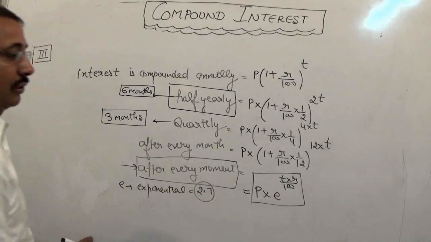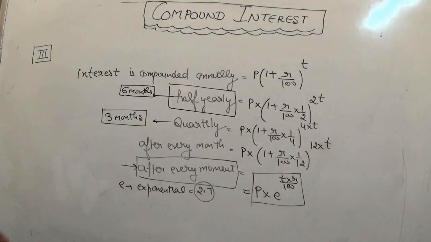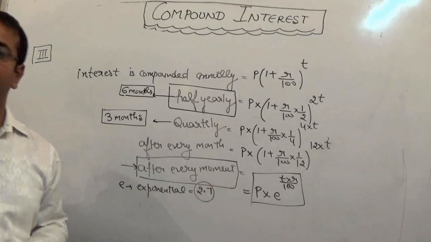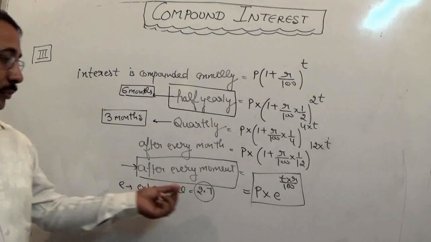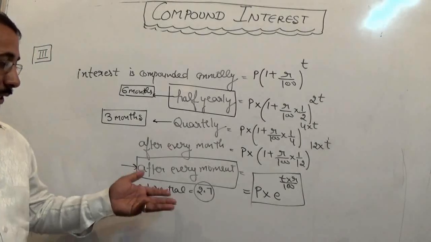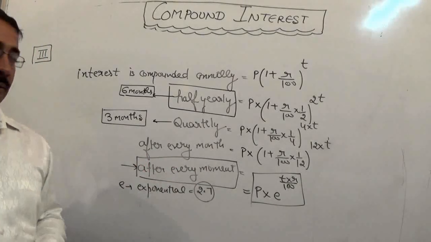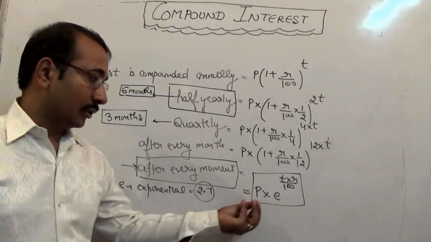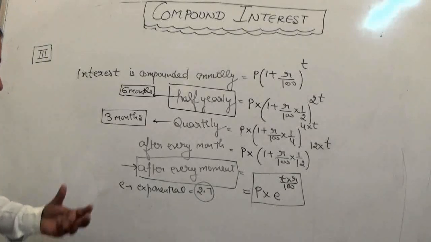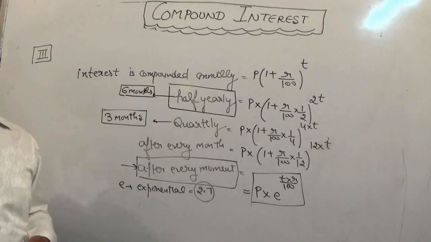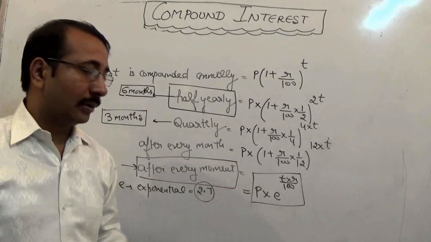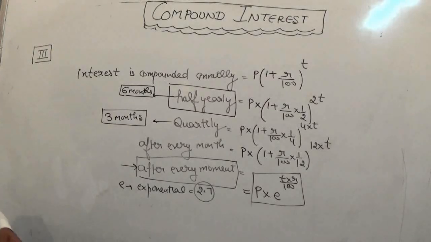But when you have a question of this type, 99% chances are it will be mentioned as the value of e, because in some books we take 2.7, and for a more exact value 2.78. It means when you have a question based on interest compounded after every moment, you will use this formula, P into e raised to power t into R upon 100. I hope this is clear. It is very easy to remember.